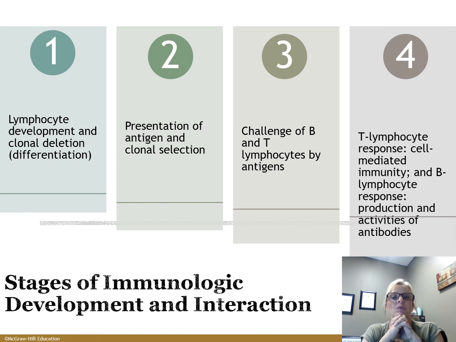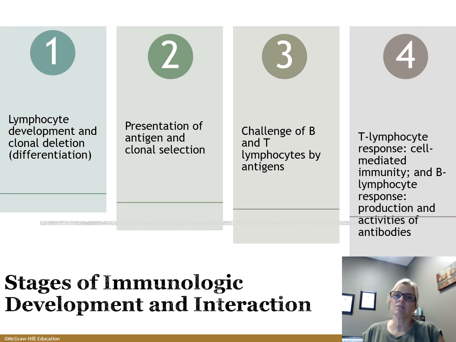So how do these progress along? How do these stages progress along once we have come into contact with something? These are the stages of immunologic development and interaction. Lymphocytes work closely together in association with phagocytes. Stage 1, lymphocytes: they're going to develop, and we're going to have clonal deletion and differentiation. Deletion basically just means that they're going to get rid of ones that have prematurely ID'd themselves as self before they have completed maturation, okay? So this actually helps prevent autoimmune disorders.